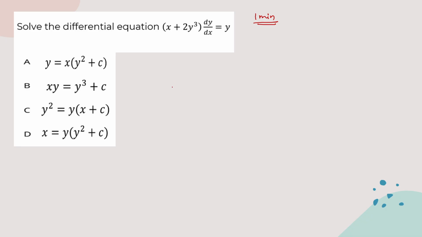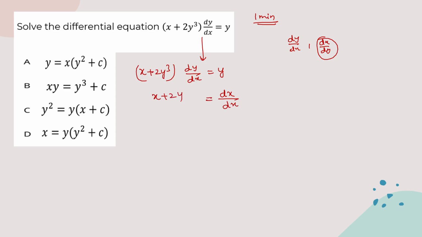I think in the last class also I gave you one of the methods, that instead of dy by dx they can give you dx by dy also, right? So yes, this is the question from that only. So (x + 2y³) into dy by dx is equal to y. We will take the dy by dx on the right side by taking the reciprocal, and we will be getting 2y³ upon y here. So by rearranging that, sorry, this is y.